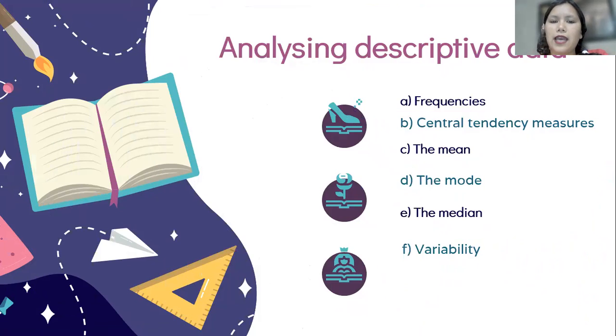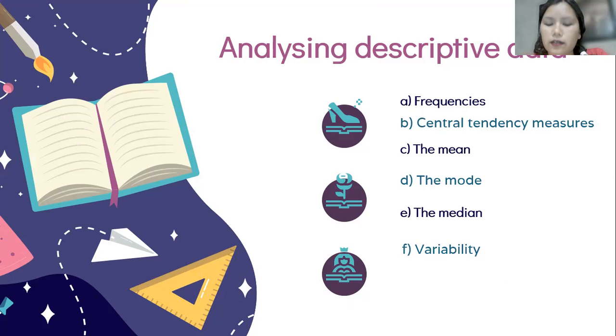Another part is the analysis described. Number one, there are some characteristics that the terms mean. The letter A is the frequencies. It explains how often the terms occur. The letter B, the central tendency measures. It provides information about the average and the typical behavior of subjects.